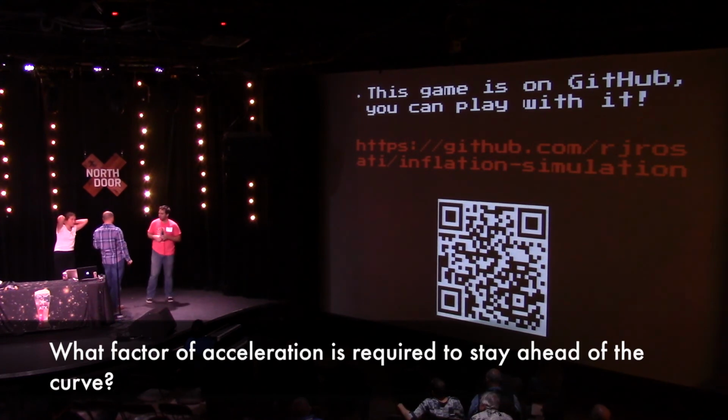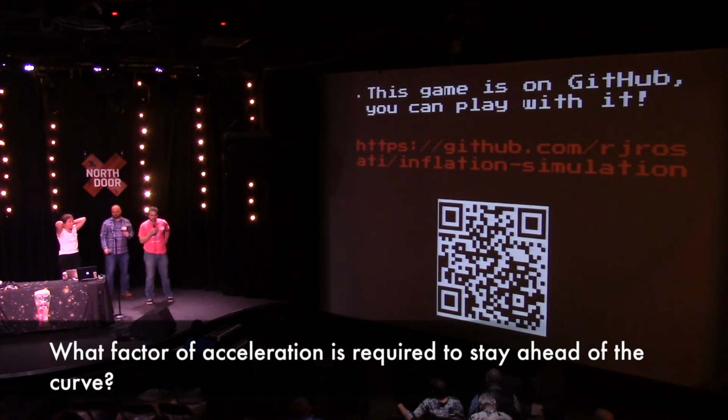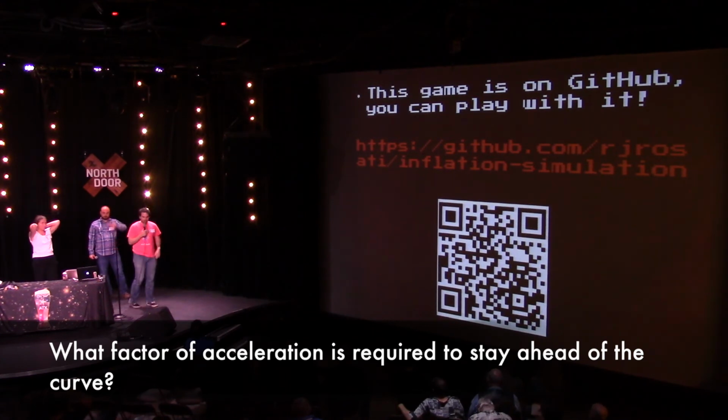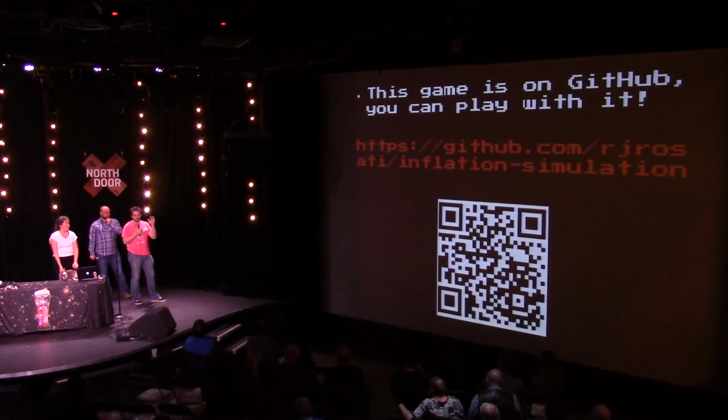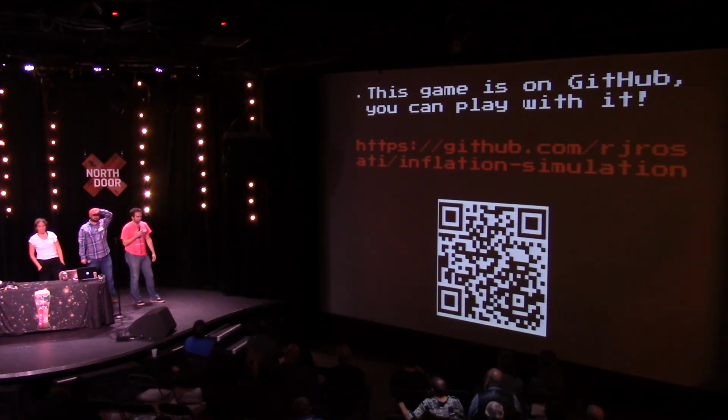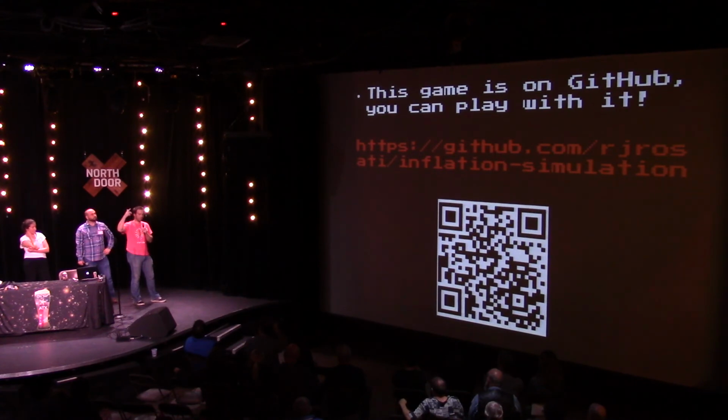Repeat the question. So I think the question was, what factor of acceleration is required to stay ahead of the curve? So it turns out as long as it's accelerating and it lasts long enough, then you're okay. We think inflation was a really short, really violent event. It happened in about 10 to the minus 30 seconds. That's a really short length of time, so you need a really, really fast acceleration. And the amount of expansion you get is also pretty big, about a factor of 10 to the 26. So it's a 10 with 26 zeros. That's about it.